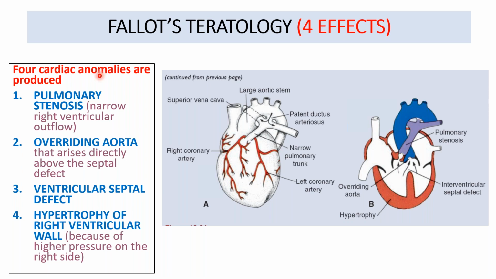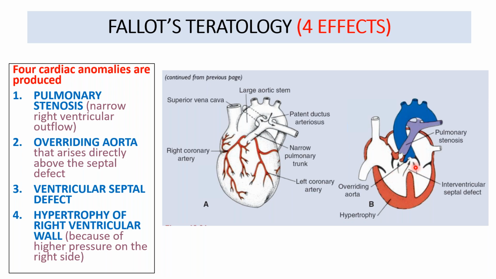This you should learn. This is quite commonly asked. So first was the pulmonary stenosis, the narrowing of the right ventricular outflow because of the anterior displacement of the conotruncal septum. The aorta overrides, that is, it directly arises above the septal defect. This is the meaning of overriding of aorta. And there is an associated ventricular septal defect.